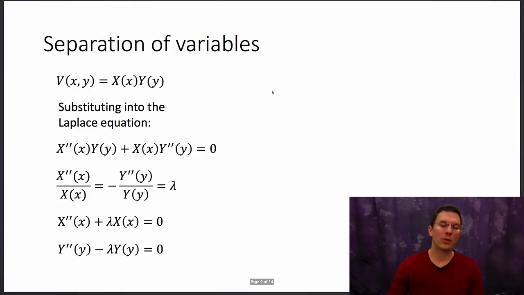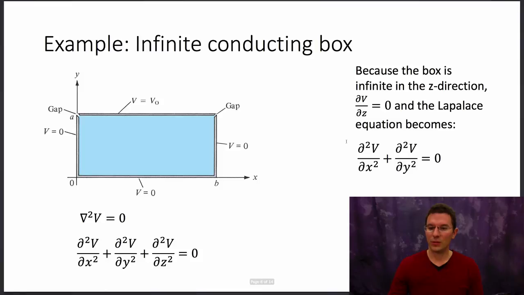How are we going to go about solving it? We're going to use a technique called separation of variables. Essentially, we're going to expand our unknown electric potential V into the product of 2 functions, capital X and capital Y. Capital X only depends on the x coordinate. Capital Y only depends on the y coordinate, like that. And then we're going to substitute this trial solution into this differential equation right here.